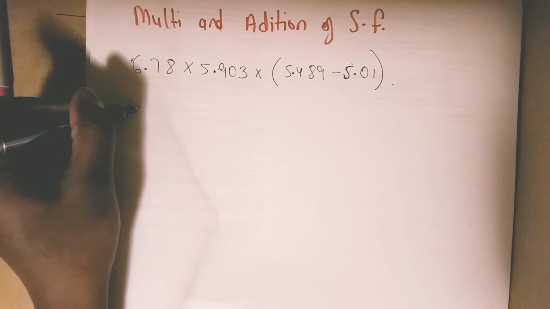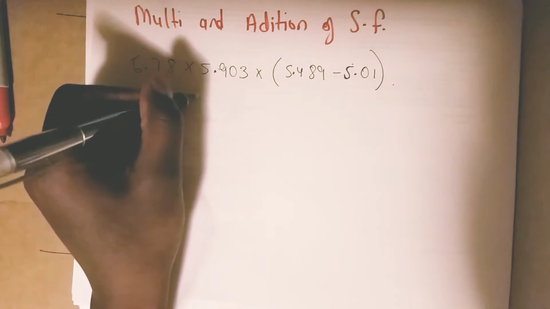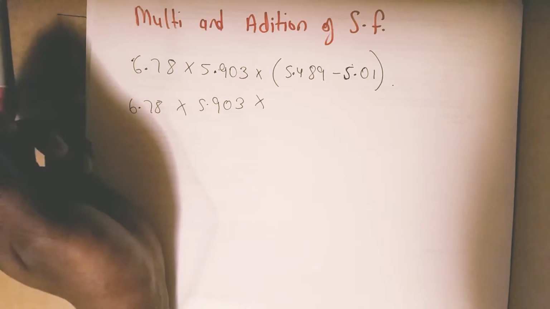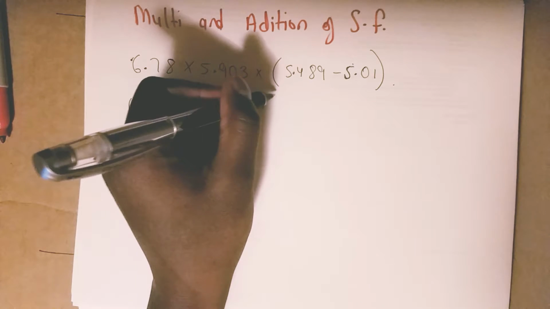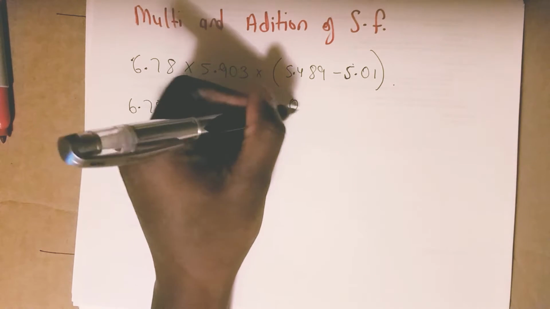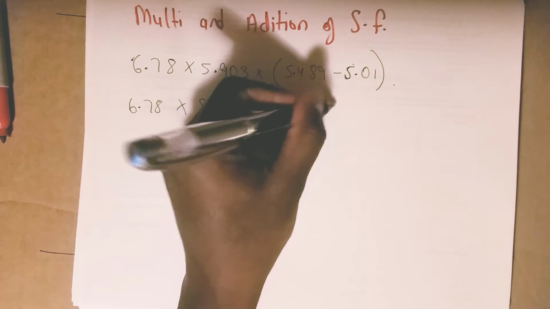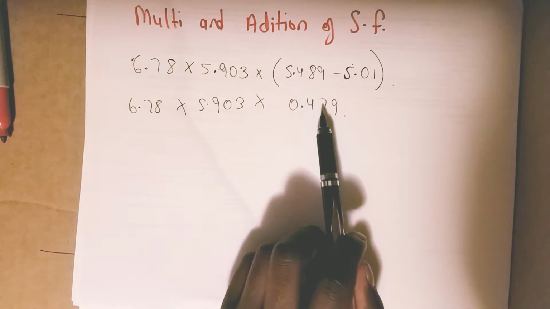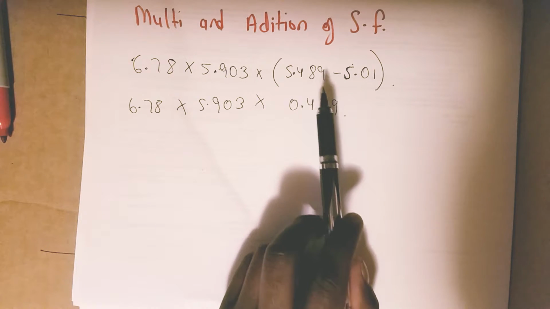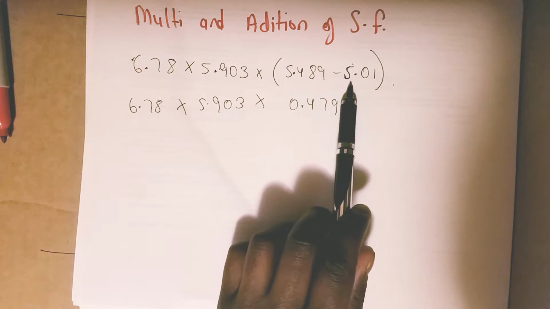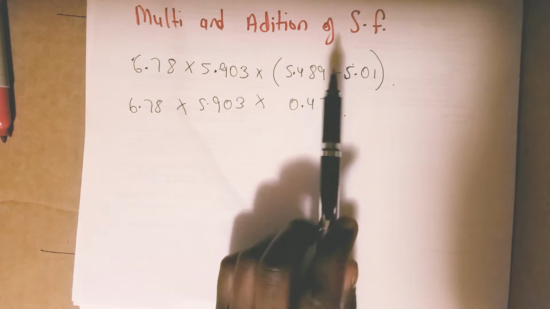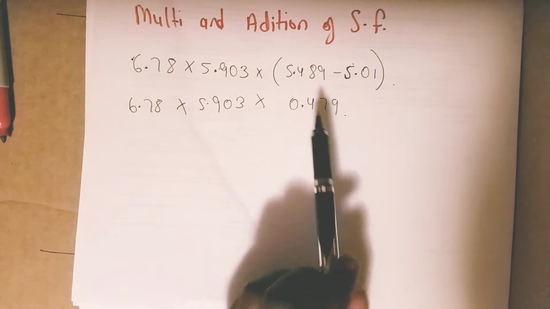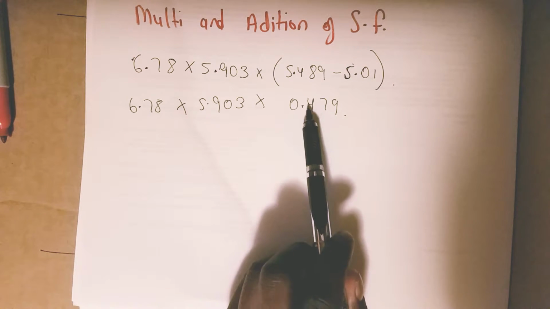So you get 6.78 minus 5.903. So we work this out. It comes up to 0.479. Now, how many significant figures are in this number? The answer is 2. Because when you subtract numbers, you take the least amount of decimal places. So here I have 2 decimal places, here has 3. So the number here would be 4.